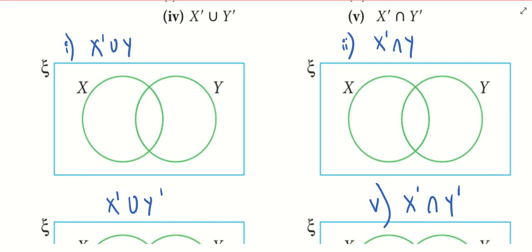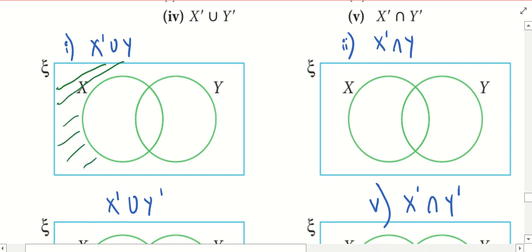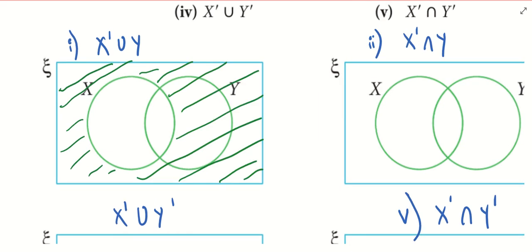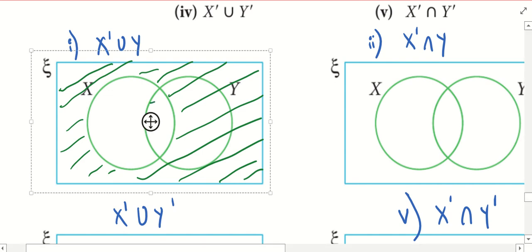Okay, part 1, we want the complement of x, which is outside of the circle x. So I'm going to shade everything outside circle x. But I also want everything inside y. I haven't shaded everything inside y, right? So I just extend.